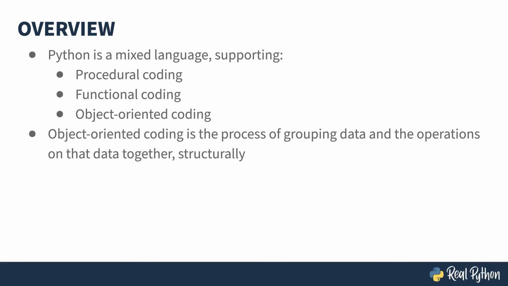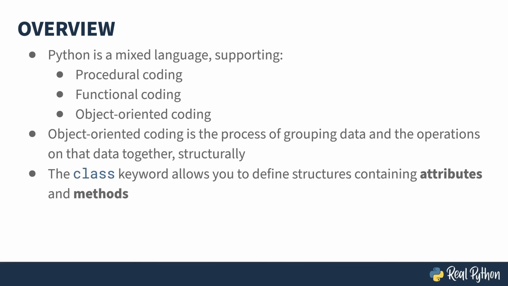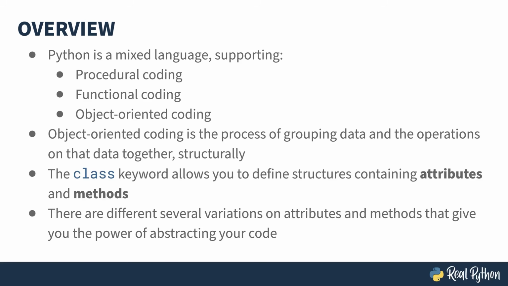If you've never come across the term before, object-oriented coding is an approach where you group data and operations on that data together in a structure. In Python, you use the class keyword to declare just such a structure. The class is used to then create objects. A piece of data on an object is called an attribute, while the operations, like functions, are known as methods. There are a variety of ways of declaring and using both attributes and methods, each with different purposes. This course will show you these differences and how to take advantage of them in your code.